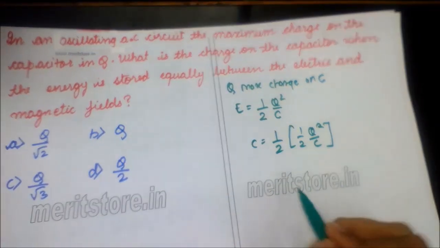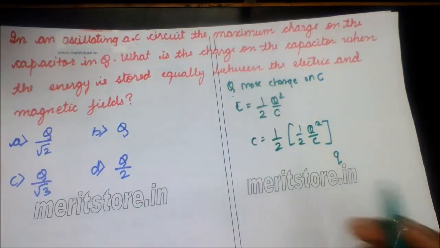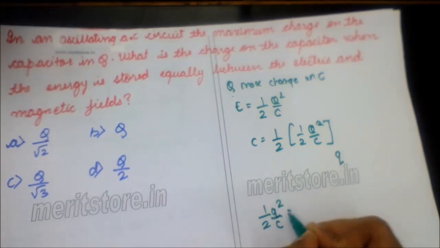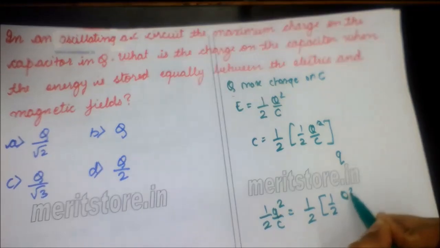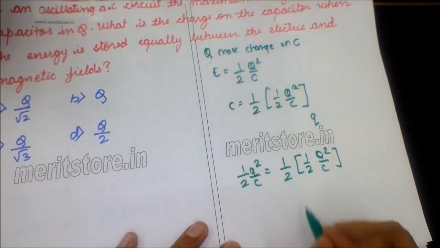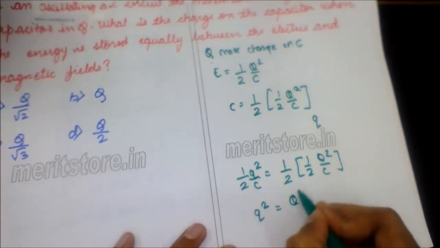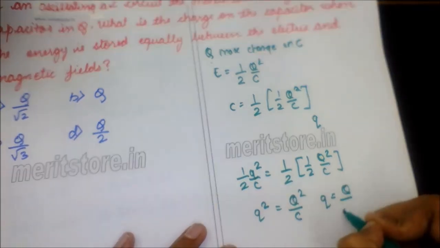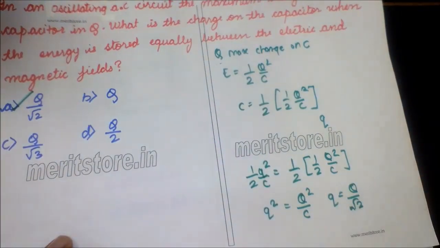So let the charge on the capacitor be q. Here the capital Q is the maximum charge we have kept, so the charge on the capacitor will be q. So here half q square upon C will be equal to the stored energy, that is half of half Q square upon C. Okay, on solving this we will be getting the value of q. So here we get the value of q square to be equal to Q square upon 2. So q is equal to Q upon under root 2. Okay, so A, Q upon under root 2, is the correct option.